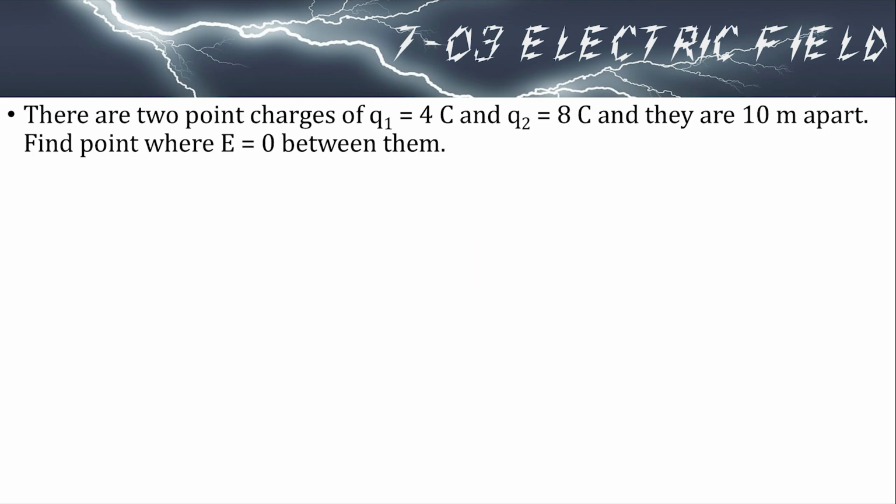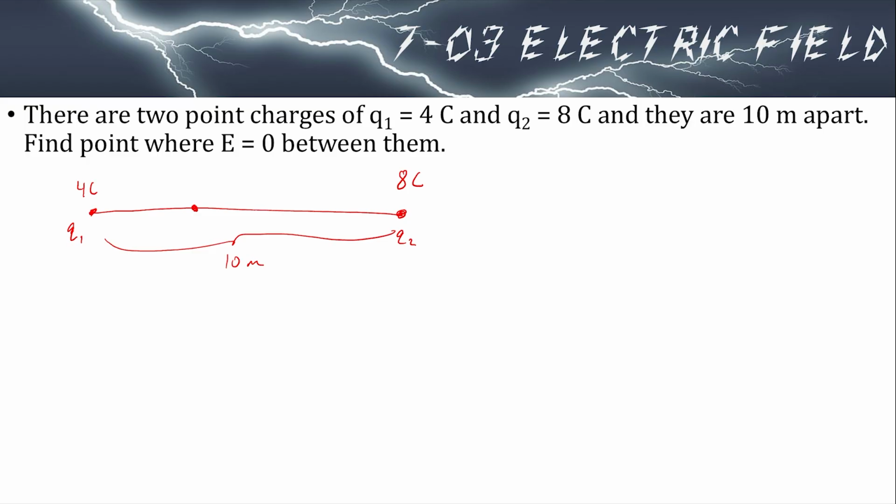There are 2 point charges. Q1 is 4c and Q2 is 8c. They're 10 meters apart. Find the point where the electric field is 0 between them. So here's Q1, and it is 4 coulombs. Here's Q2, and it is 8 coulombs. And they are 10 meters apart. Somewhere in between is going to be our point where the electric field is 0.